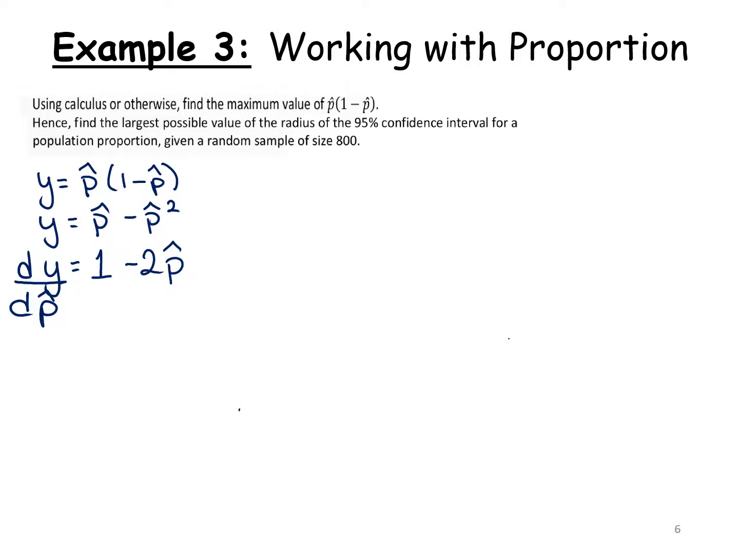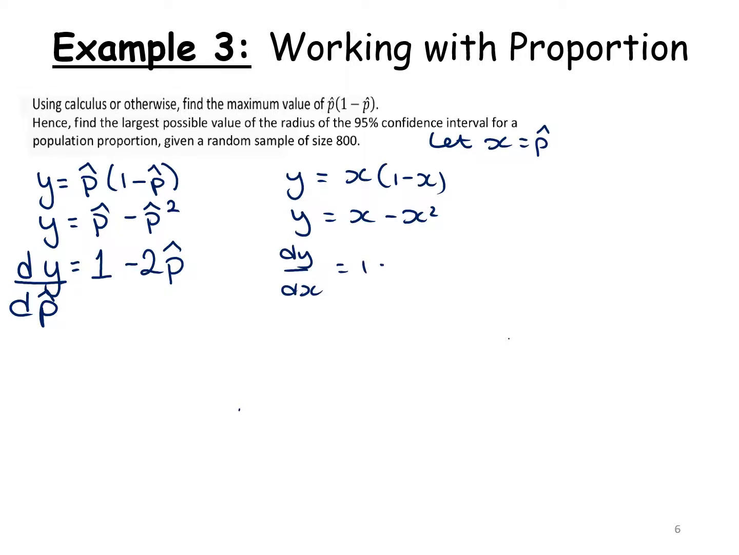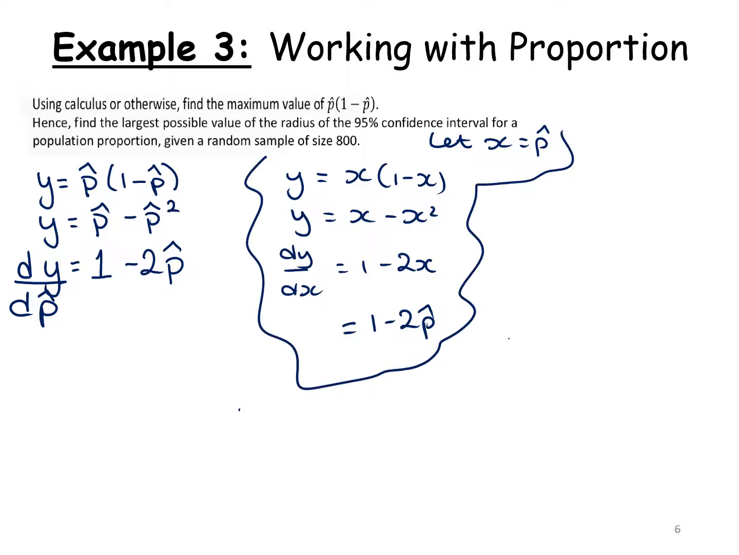Now, if it helps, you could think of it in terms of x's. So we would let x equal p hat, x times 1 minus x. You get x minus x squared. And therefore dy dx is 1 minus 2x. But I know x is actually p hat, so I get to the same answer. So if you want to work with x's, that's a way that you could.